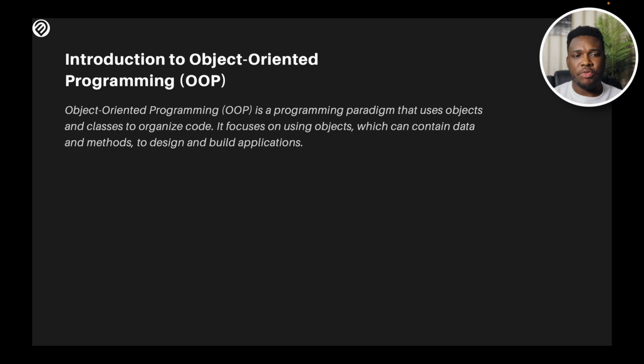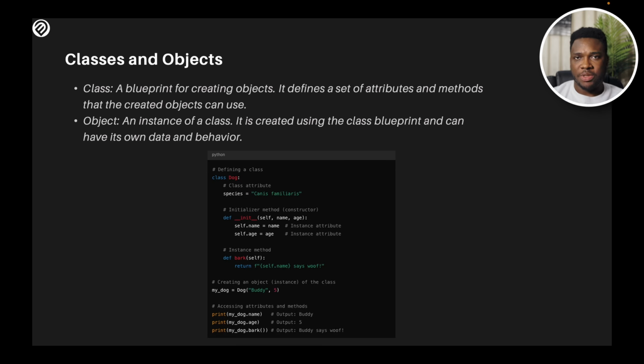First, what is object-oriented programming? So OOP is a programming paradigm that uses objects and classes to organize code. Like I said before, the main aim of this is to make your code organized and very usable. It focuses on using objects which can contain data and methods to design and build applications. A class is a blueprint for creating objects. And these look like big words, but I'm going to explain them. What a class does is that it defines a set of attributes and methods that created object can use. And the object is an instance of a class. It is created using the class blueprint and can have its own data and behavior.